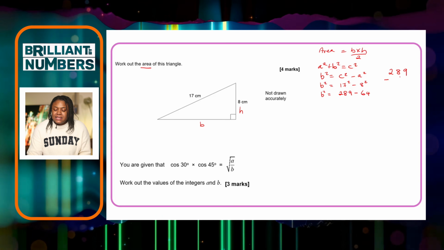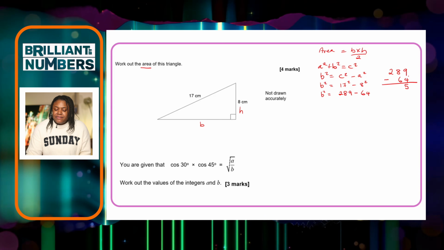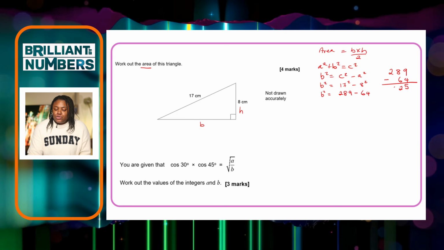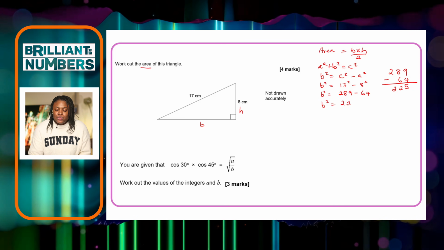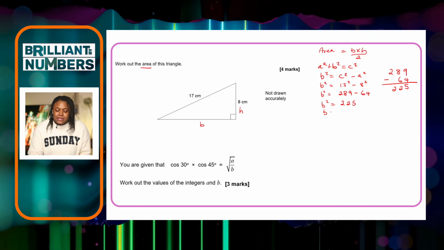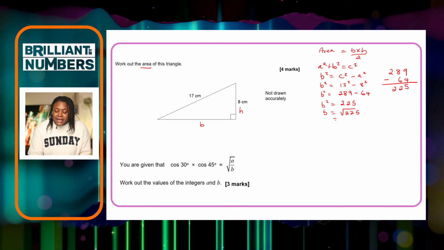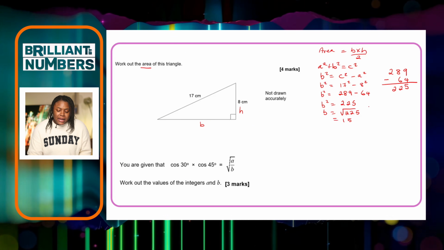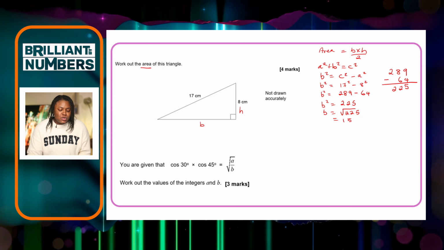8289, take away 64. 9 take away 4 is 5. 8 take away 6 is 2. 0 take away 2 is 2. So 225. B squared is equal to 225. So B is the square root of 225, which you should know is 15. Trial and error if you don't. More than likely it ends with 5, so clearly 15 must be the go.